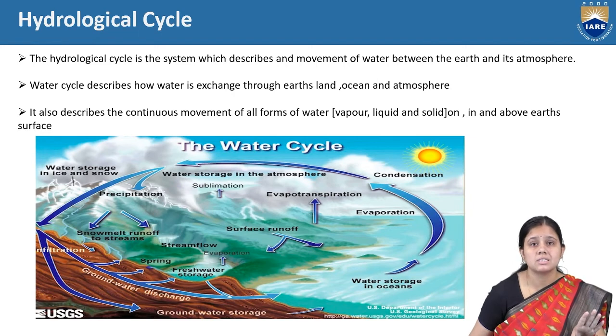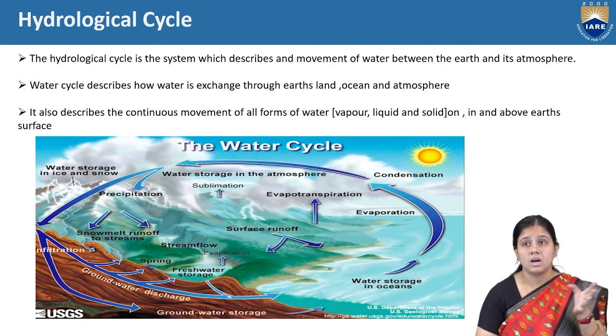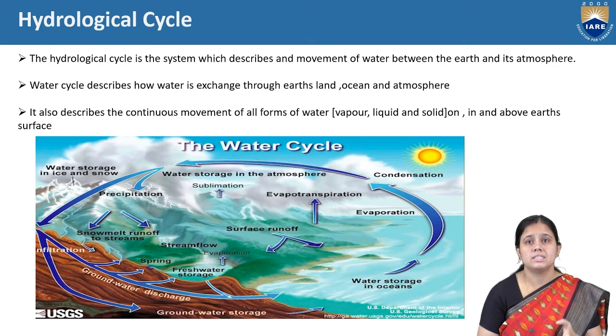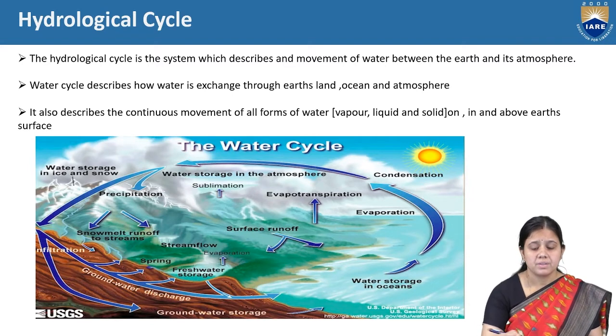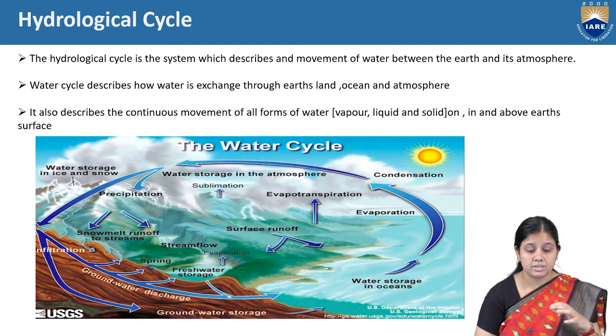The hydrological cycle is a system which describes the movement of water between the earth and its atmosphere. It is the water cycle that describes how water is exchanged through earth, land, ocean and atmosphere. It is the movement of water from one area to another. That is the water cycle.